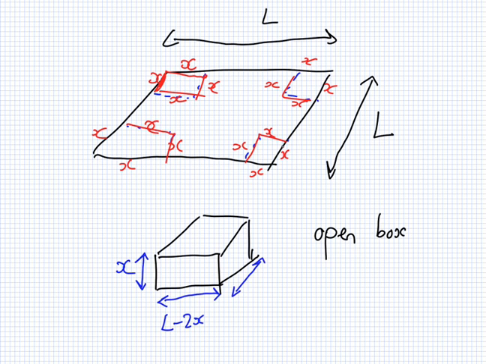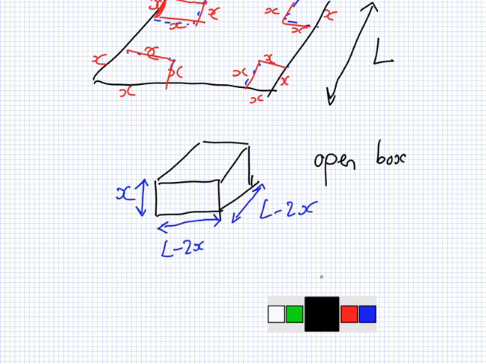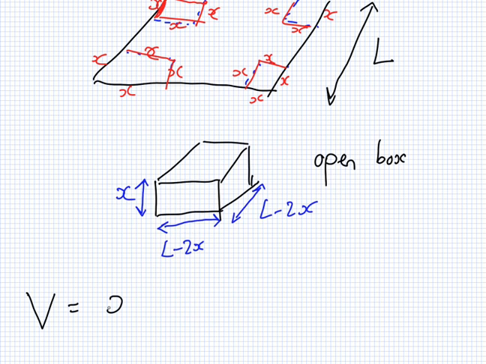This part. It's the same, isn't it? L minus 2x. So what is the volume here? Well, it's x multiply L minus 2x multiply L minus 2x.